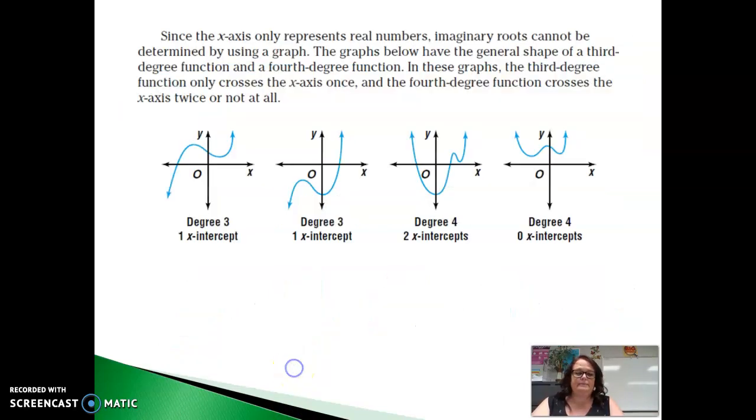All right, so since the x-axis only represents real numbers, imaginary roots cannot be determined by using the graph. So the graph below has the general shape of a third-degree function and a fourth-degree function. And in the graph, a third-degree function crosses the x-axis at least once. So notice whether the loopy part is above the x-axis or below the x-axis, or from the previous slide exactly on the x-axis, you're going to have 3 solutions. So one of them has to be real because of our end behavior, but the other 2, if I'm not crossing the x-axis 2 more real times, that means I have 2 complex roots or imaginary.